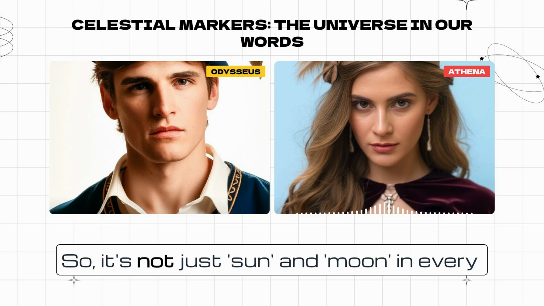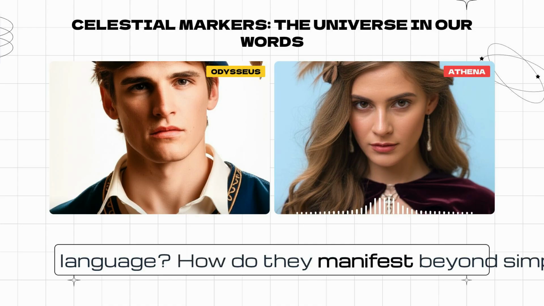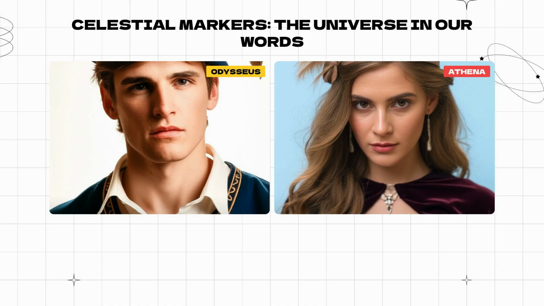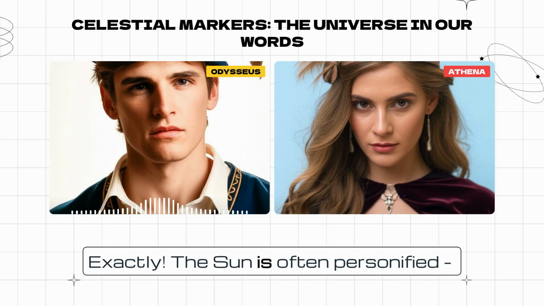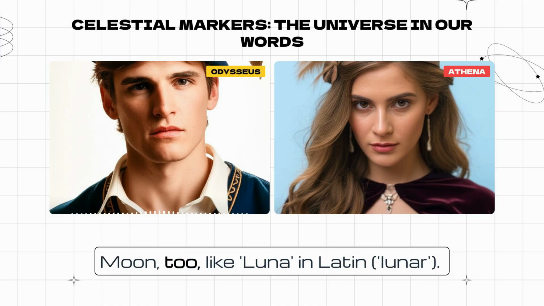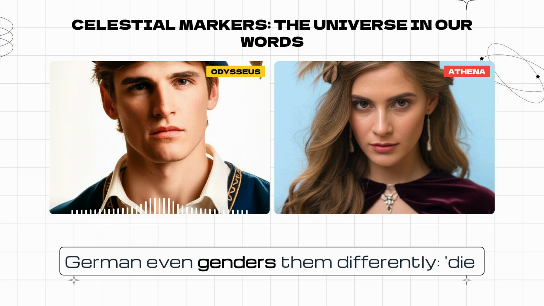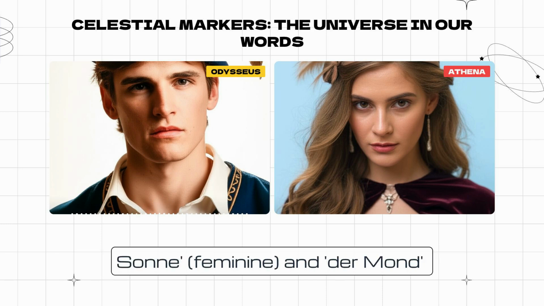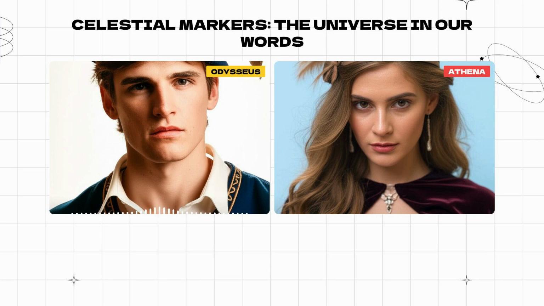So it's not just sun and moon in every language. How do they manifest beyond simple naming? Exactly. The sun is often personified. Helios in Greek, Ra in Egyptian. The moon too, like Luna in Latin, lunar. German even genders them differently. Die Sonne, feminine, and der Mond, masculine.